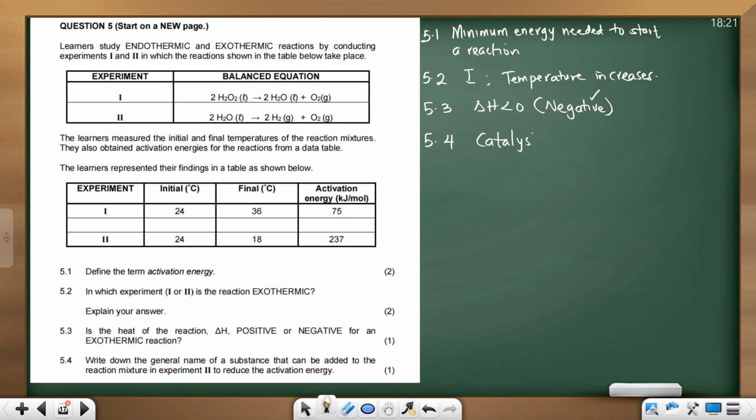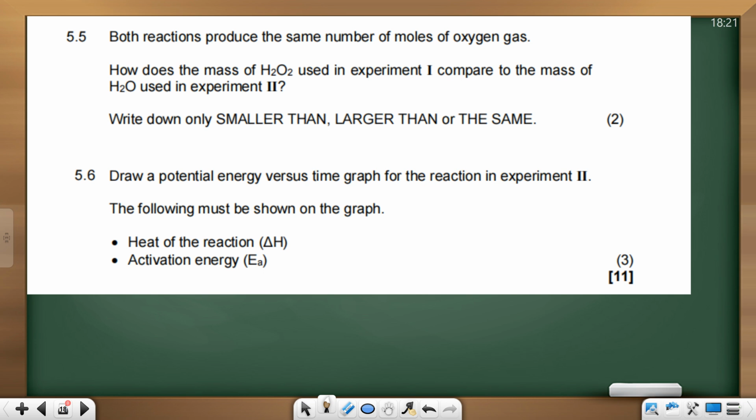Do you see it's 1, this thing you do it in 5 minutes. Once the content is in place, we're good. Okay, 5.5. Both reactions produce the same amount of moles. How does the mass of hydrogen peroxide H2O2 used in experiment 1 compare to that of experiment 2? Write down smaller than. Okay, let's go.